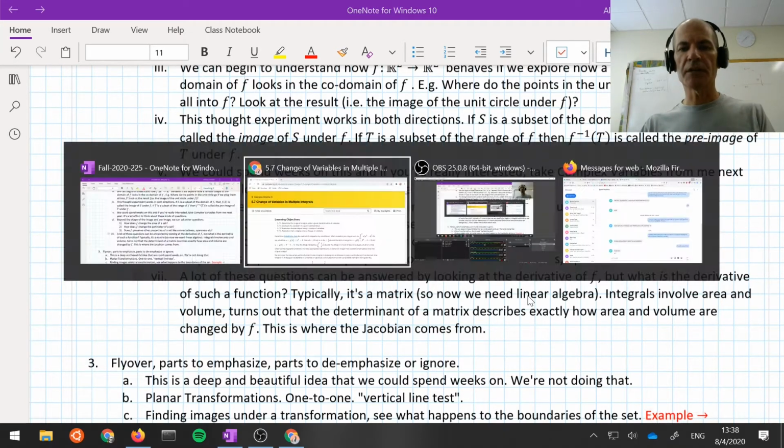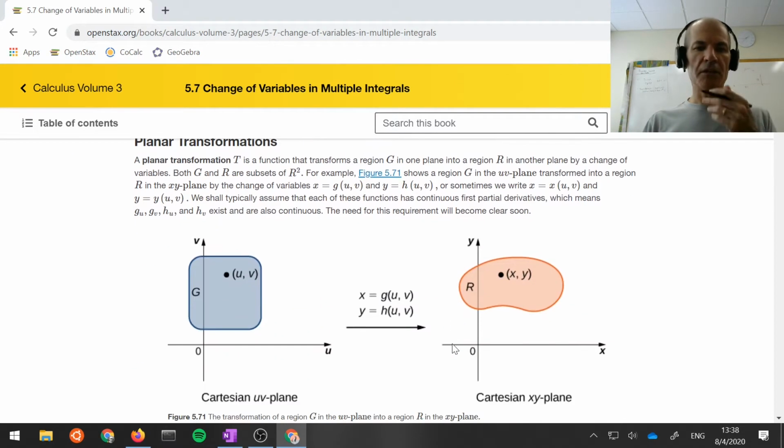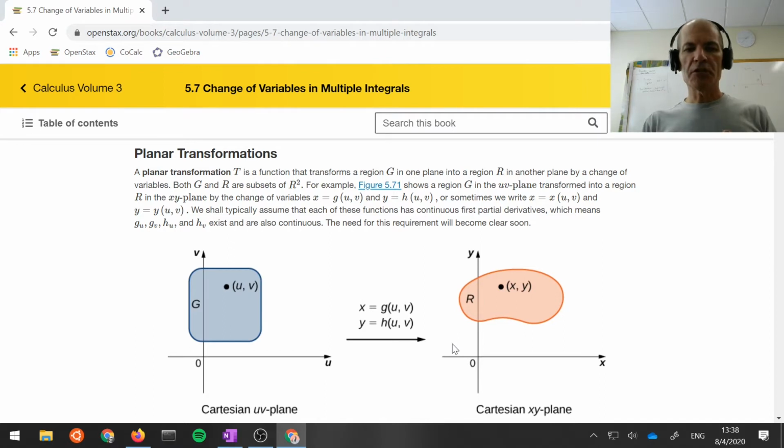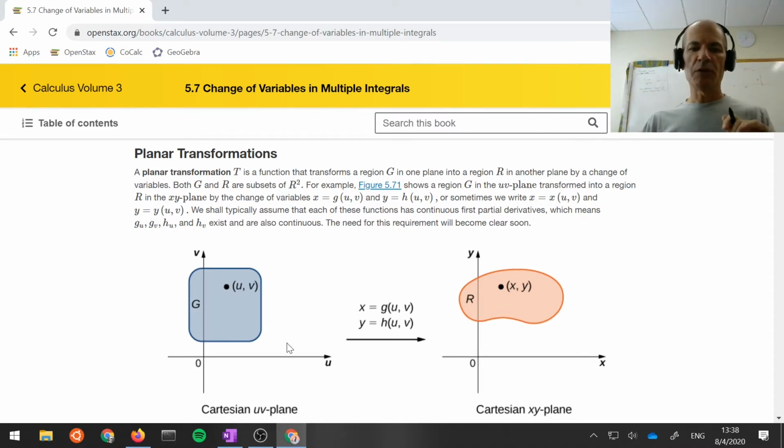Let's go back to the textbook here and do a bit of a flyover. This is a review of U substitution. I'll leave that to you. Planar transformations are the two-dimensional version of this, and invariably what we get are two different copies of the plane. We have a UV plane on the left, which is the domain of the function, and an XY plane on the right, that's the codomain of the function. It's the plane that contains the range of the transformation.